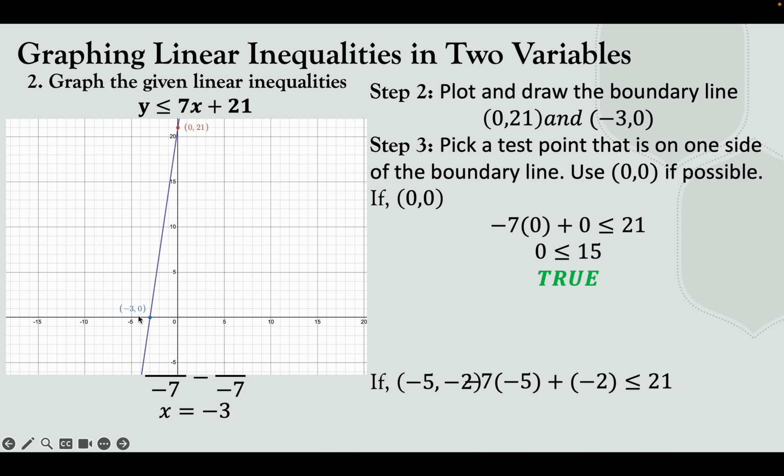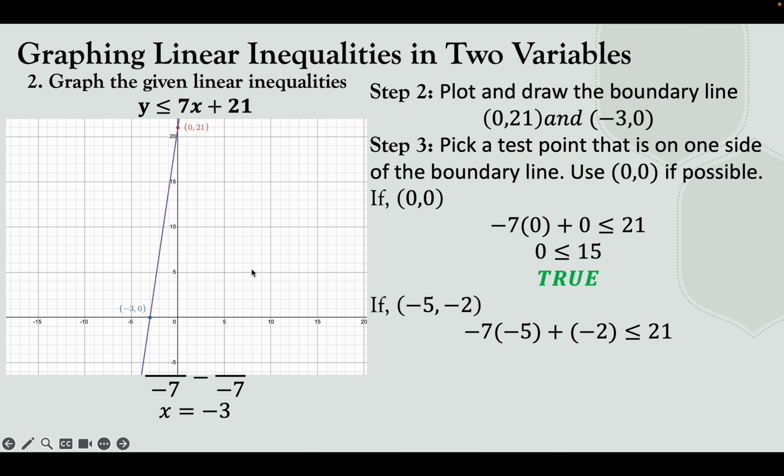Next, we will pick points on this side. So -5 and -2. Where is -5 and -2? Here, this is -5 and -2 there. So substitute, we have -7 times -5 plus -2 less than or equal to 21. Negative 7 times negative 5 is 35, minus 2, we have 33 less than or equal to 21. Is 33 less than or equal to 21? No, so that is false.